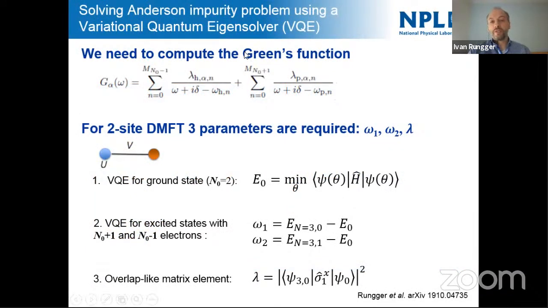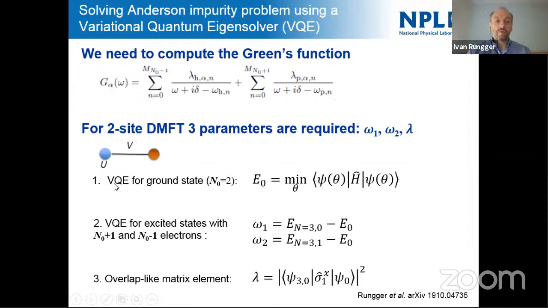Okay, so what do we need to calculate? Let's remind ourselves, we need this Green's function, which is given by this top equation, the sum of this lambda I, say, with some coefficient, omega minus omega I, say. Now, for two-site DMFT, we have only two, so the only independent parameters are omega 1 and omega 2, two eigenfrequencies, and one independent lambda. Now, this is actually at particle-hole symmetry, which makes life a bit easier. We did the same in the paper for off-particle-hole symmetry, in which case you need a few more omegas and a few more lambdas. So we did both.